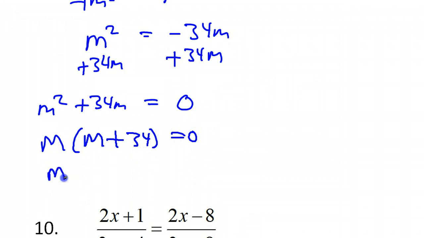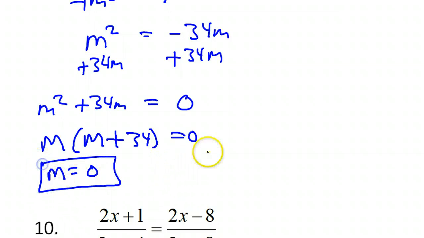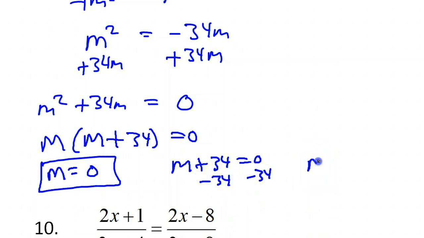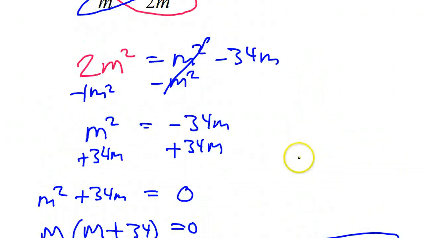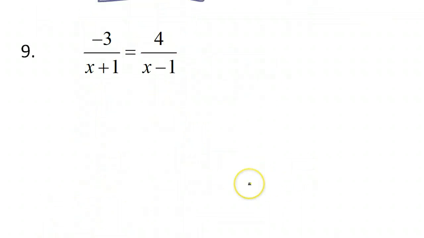So that means m is equal to 0. That's one solution. And also m plus 34 is equal to 0. Subtracting 34 from both sides means that m is equal to negative 34. Alright, those are the two solutions to number 8.